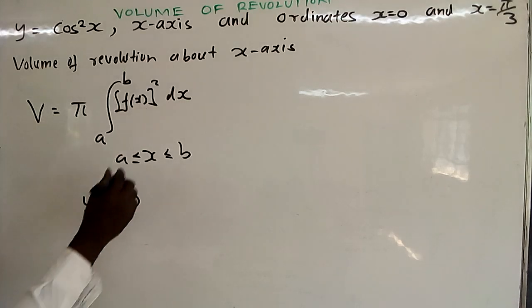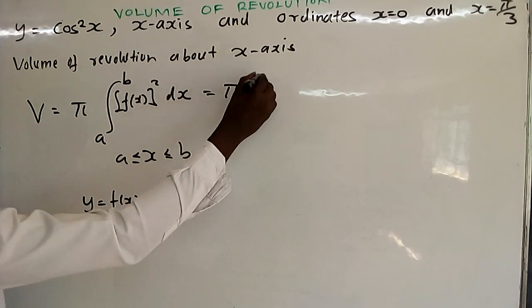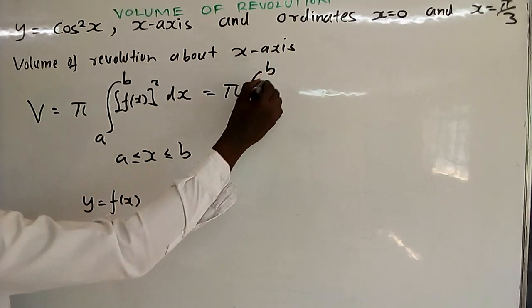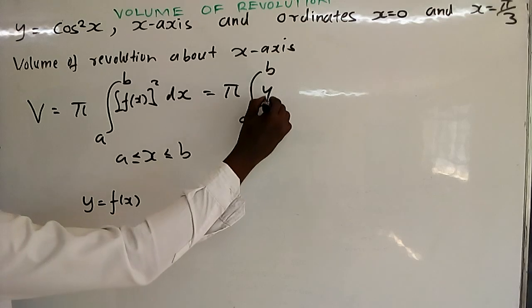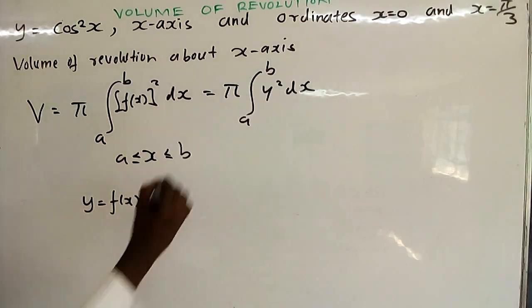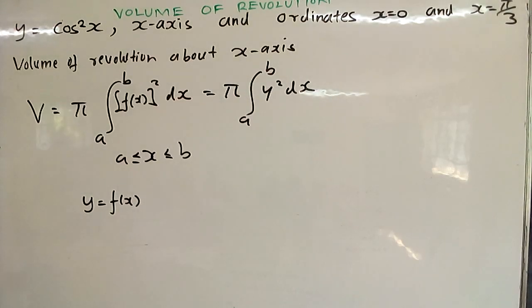So when y is a function of x, then it simply implies the volume is pi, integral from a to b, f of x is y, so it is y squared dx. Are you seeing how to get the volume of revolution about the x-axis? Meaning you integrate with respect to x. Are we together? Good. Now, having noted that, what we do, we substitute.